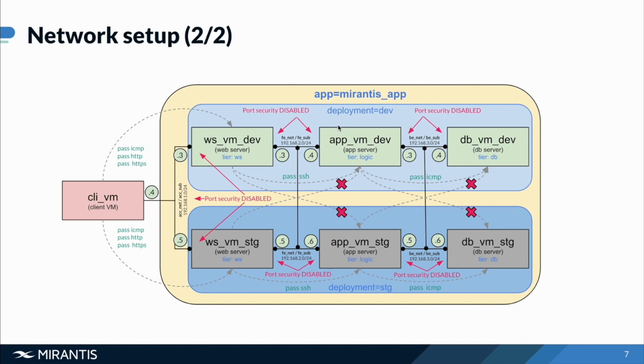Keep in mind that the cross-deployment traffic between application layers is not allowed. For instance, the web server from staging environment cannot SSH the application server in development environment, or the application server in development environment cannot ping the database server in staging.